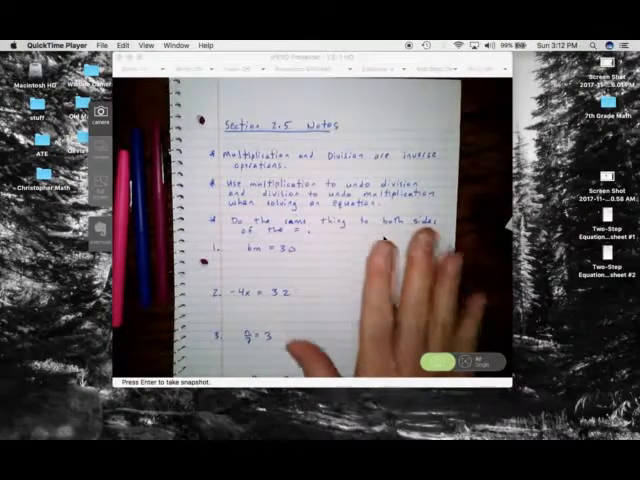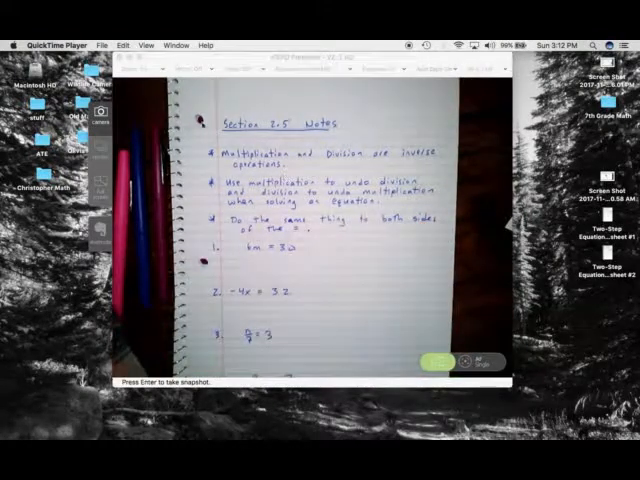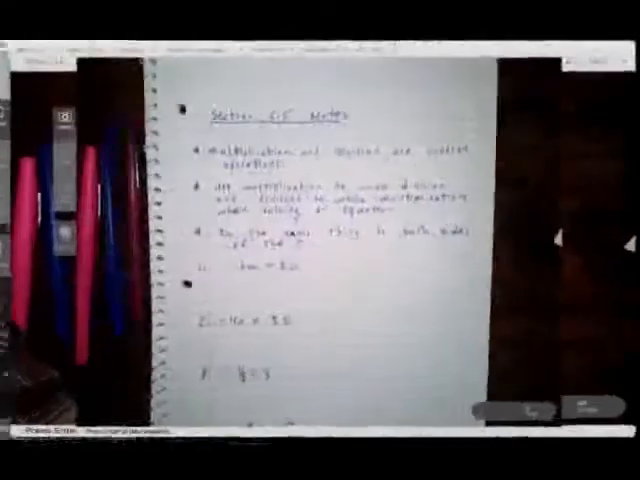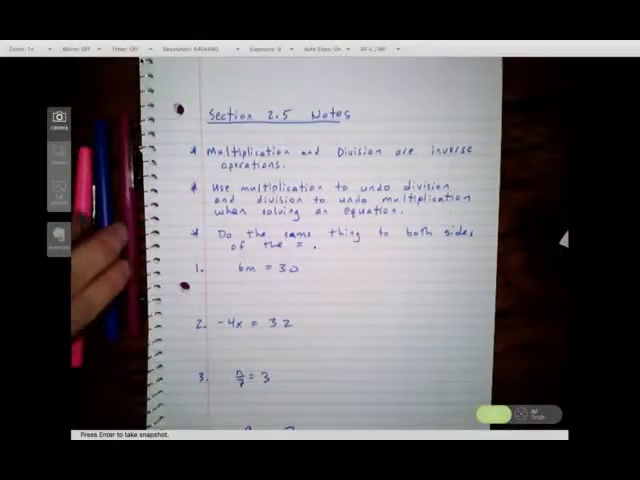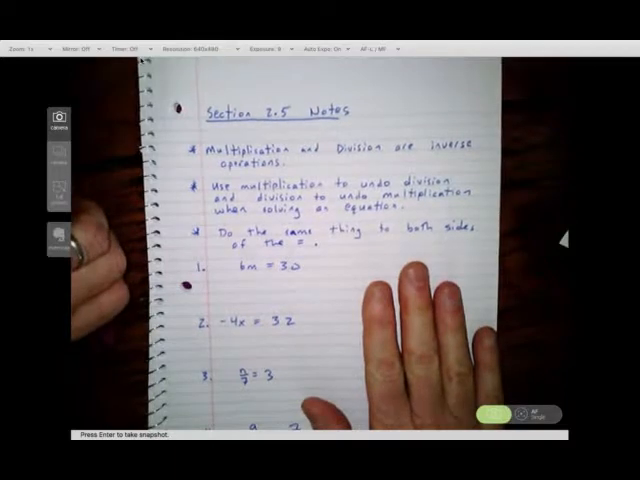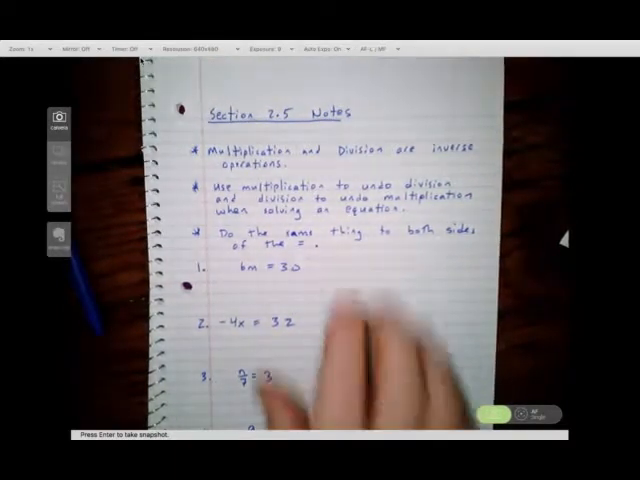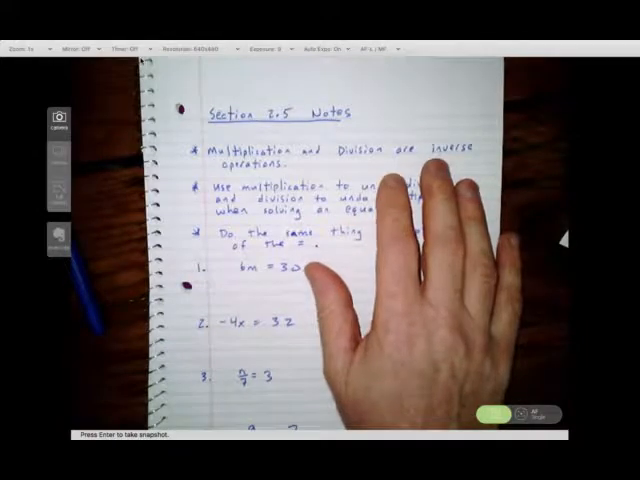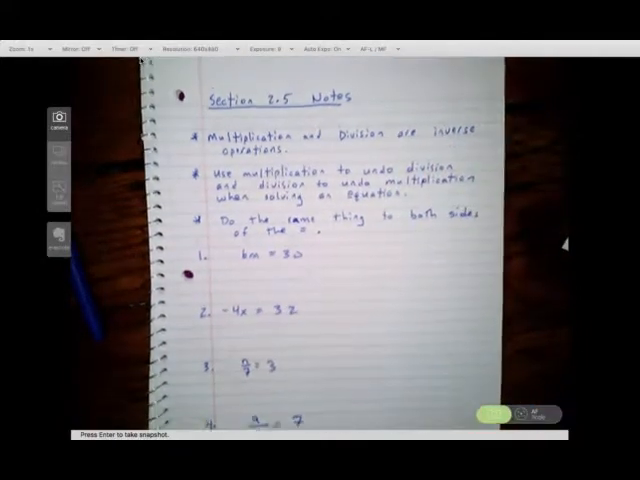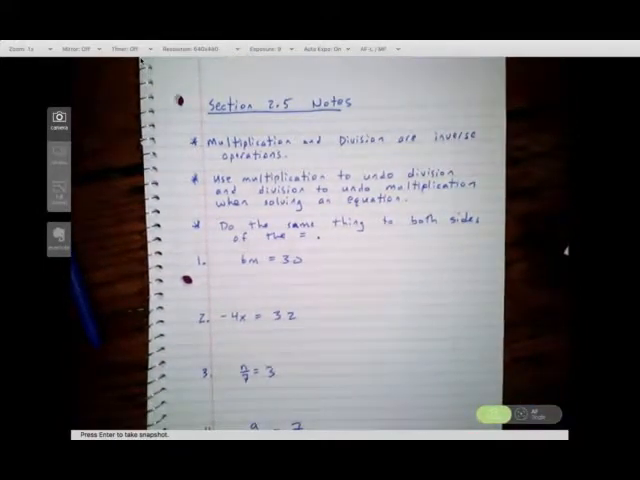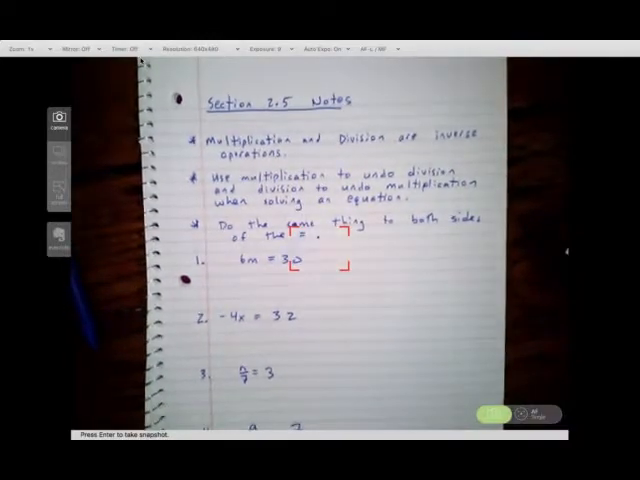Okay, so these are the notes for section 2.5. We're going to be using our textbook again here for a little while. What we're going to do today is follow up with what we did last week, which was solving one-step equations with addition and subtraction. But now we're going to solve one-step equations with multiplication and division.